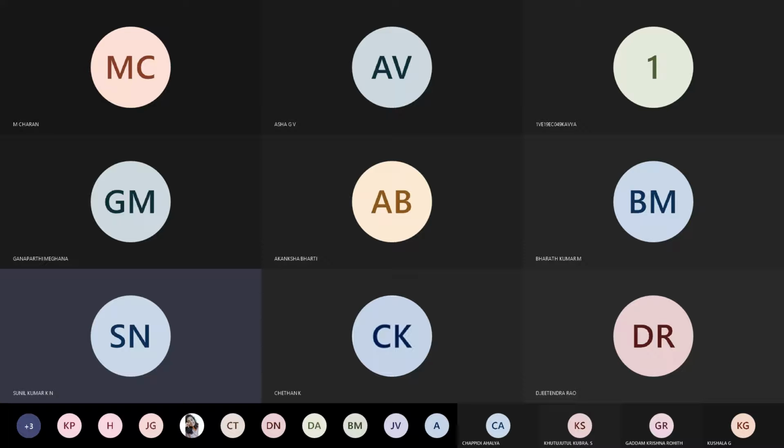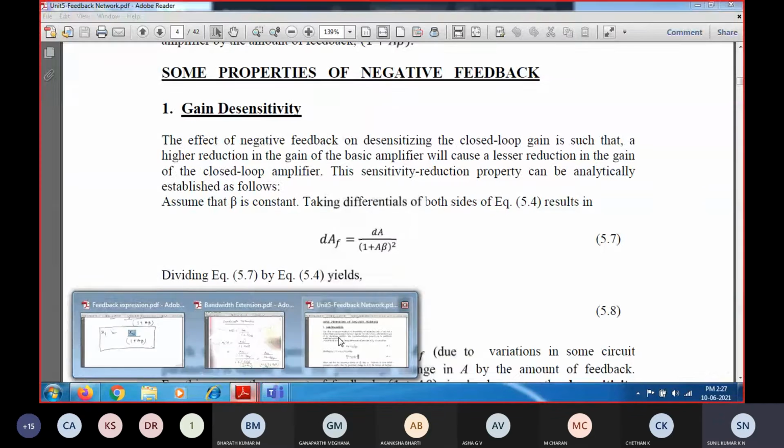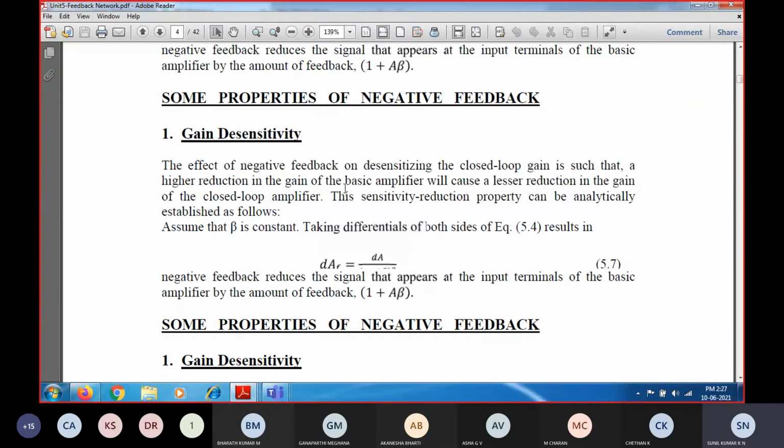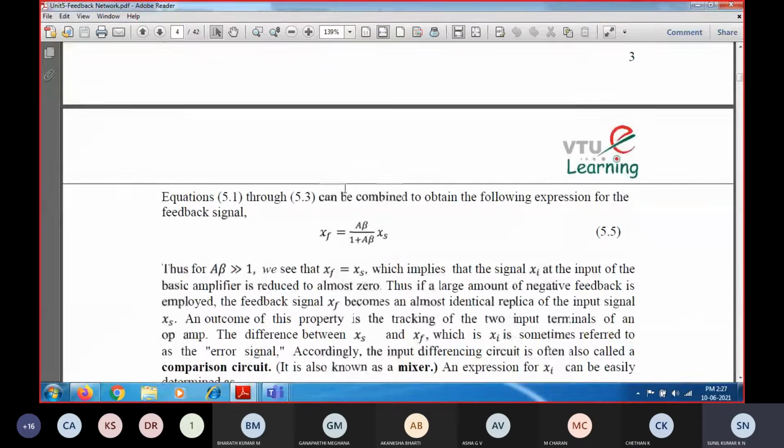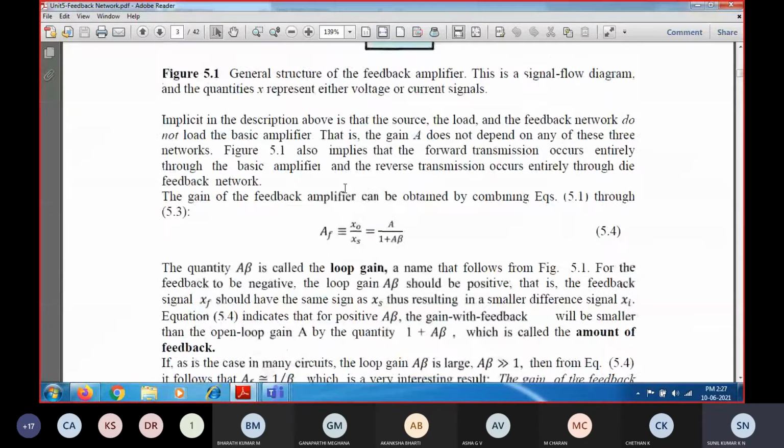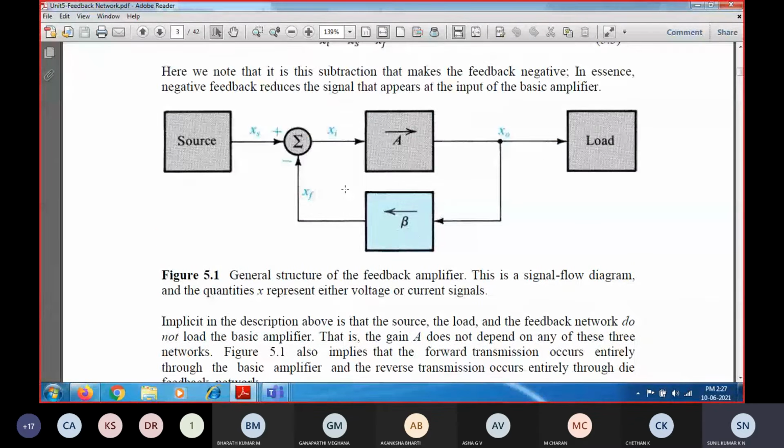We are discussing the feedback amplifier. In that, we have seen the feedback amplifier circuit, the general feedback structure of a feedback amplifier, and how, on employing the feedback, we are going to get the gain with feedback.